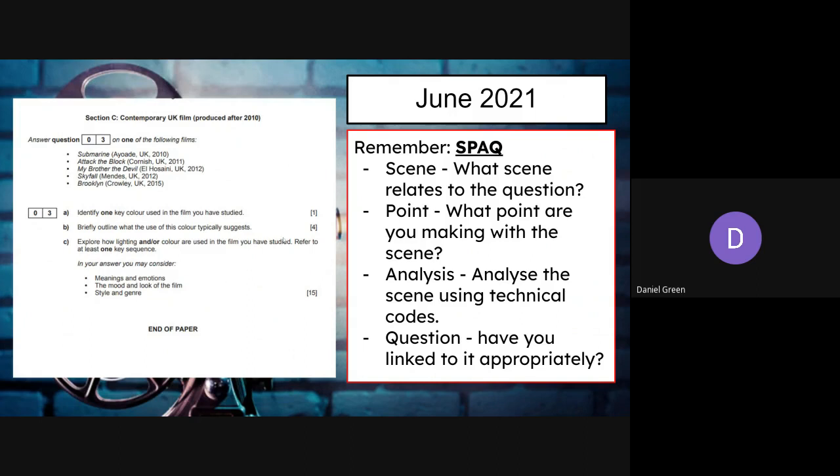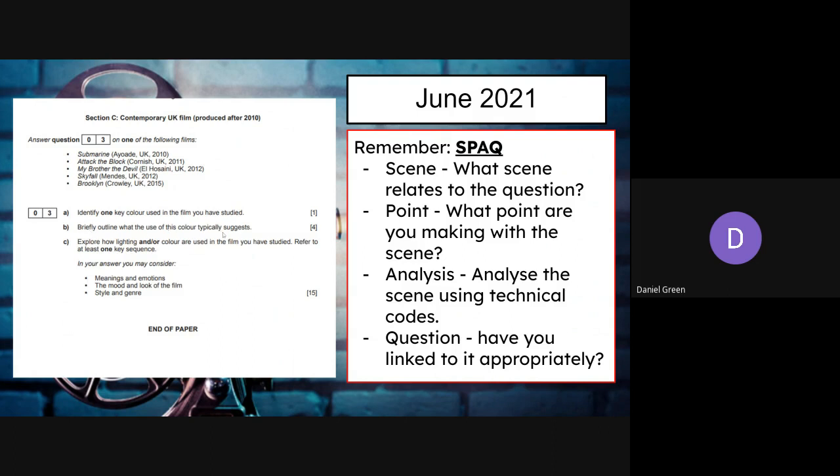And finally, Skyfall, 1 key color, lovely. Again, they're missing a 5 mark on Skyfall, so they did it 2 years in a row, which, you know, it's completely random. This is what I said at the beginning. There's no way to predict what could come up. You can only try and plan for all eventualities.